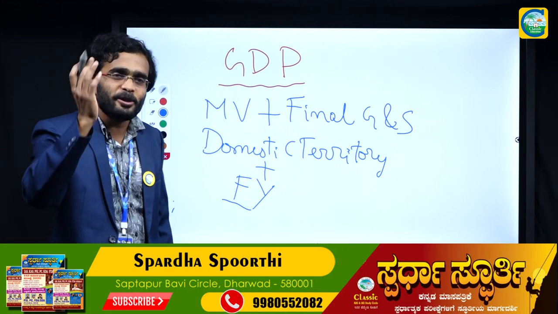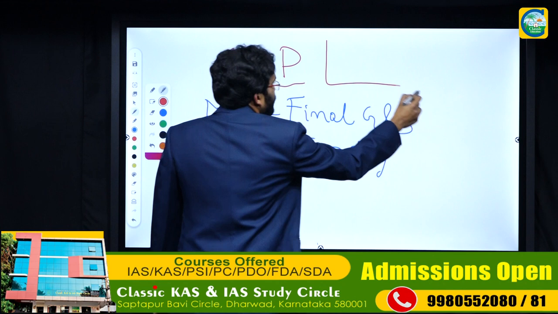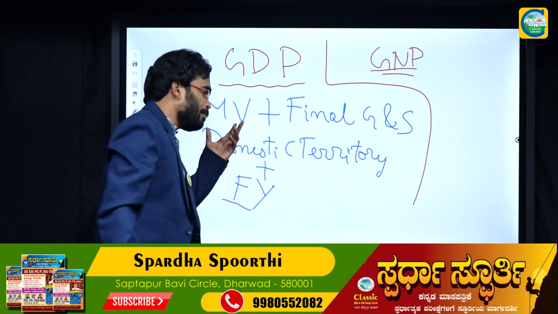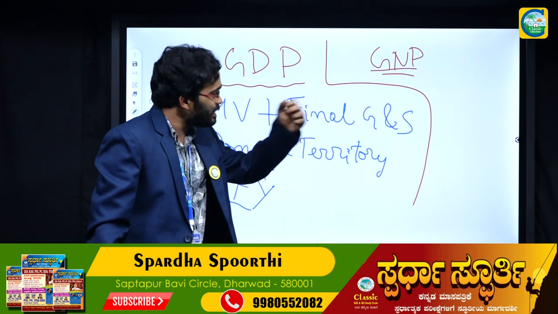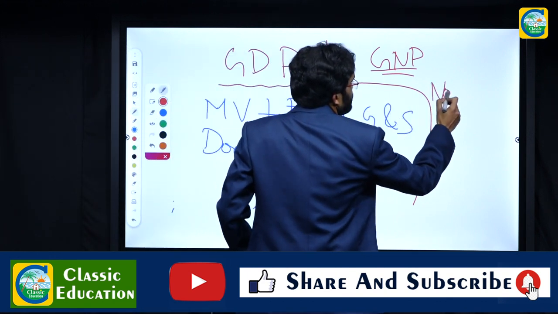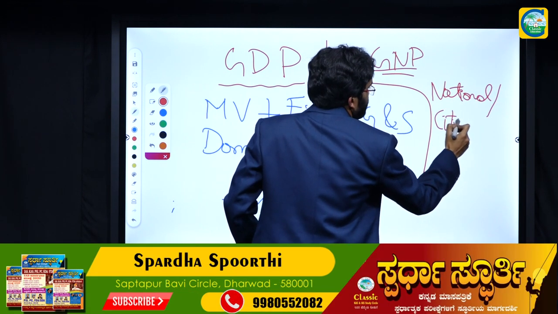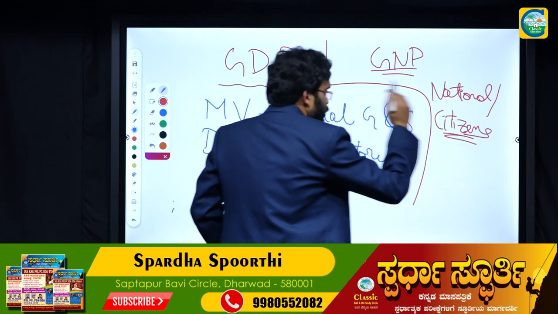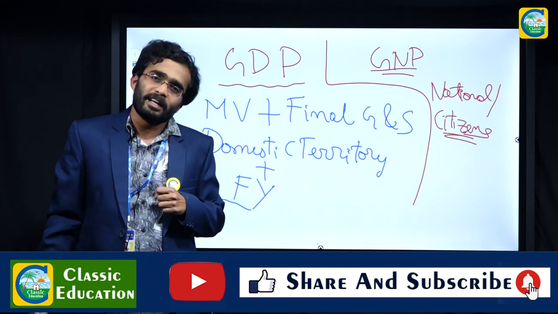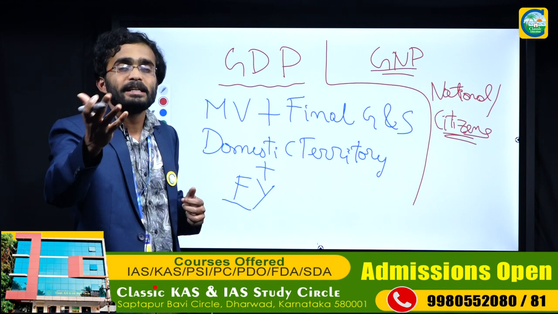Alright, we had also understood the definition of GNP. What is GNP? GNP is also the money value of final goods and services produced by whom? Only by the nationals or citizens of a country during a financial year. Okay, we had understood this much. Let us further understand it in a better way by taking some examples.